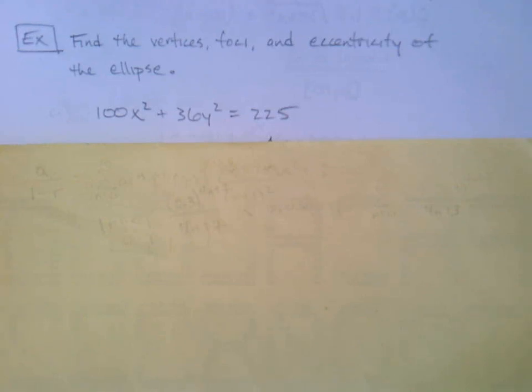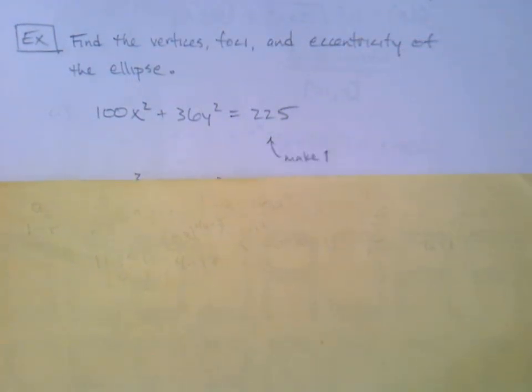Let's check it out. Find the vertices, foci, and eccentricity of this ellipse: 100x squared plus 36y squared equals 225. Okay, now you notice it's not in the standard form, although we can get it there pretty quickly.